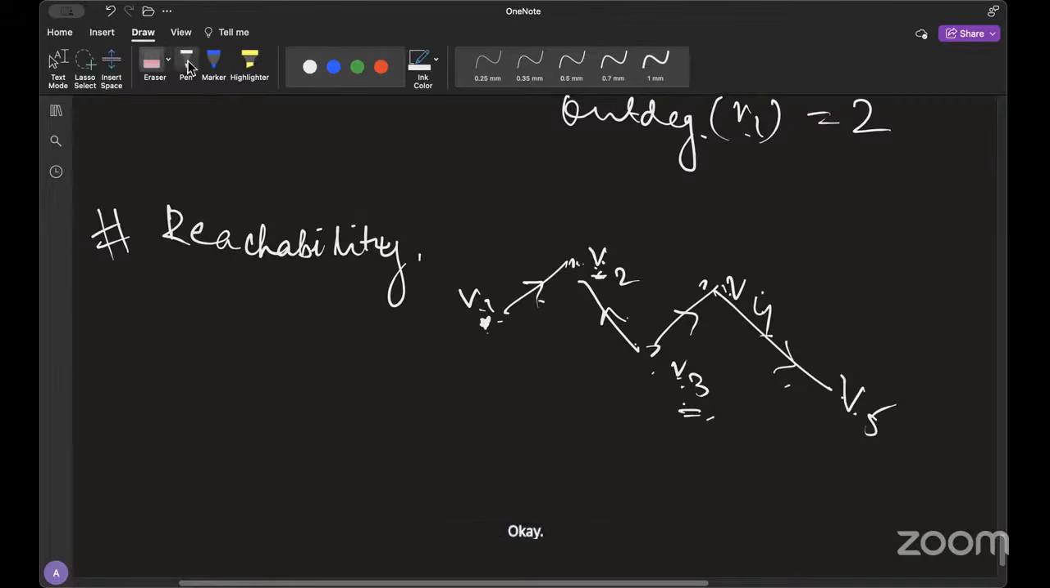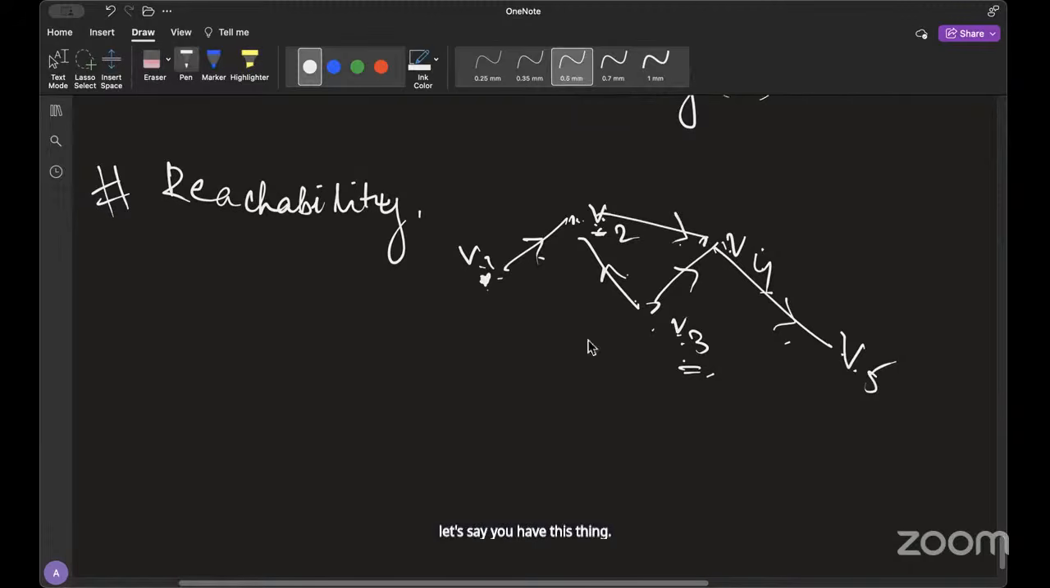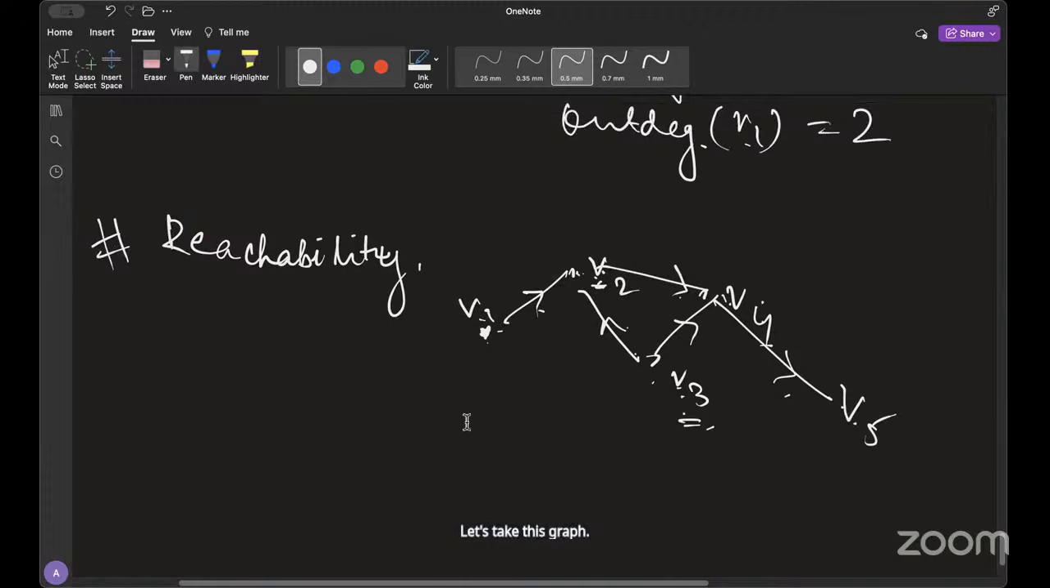Okay, let's say you have this thing. Let's take this graph. Reachability basically means, let's say these are some places. This is a particular example that we are using to describe the graphs. That won't be given every time. This simply means, can you go from one vertex to another? And this is called a path, by the way.